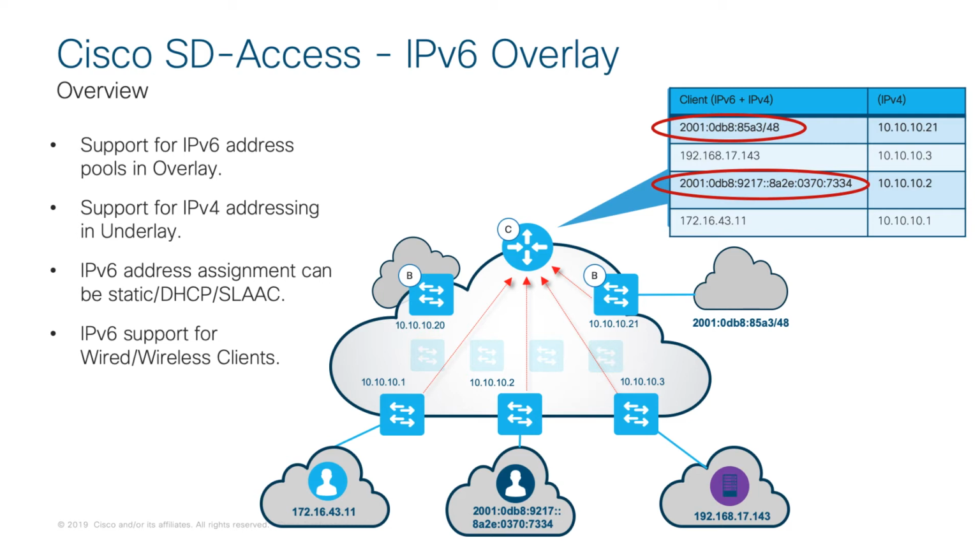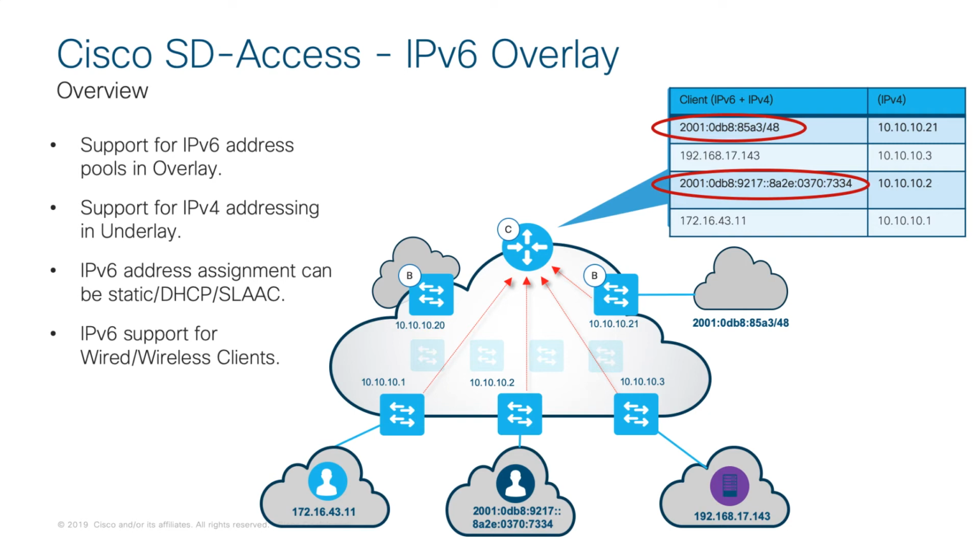SD-Access now supports IPv6-based access for clients attached to the fabric network overlay, which is a critical requirement as more and more hosts support the next generation of the Internet Protocol. IPv6 support is enabled in the fabric overlay, and the underlay remains IPv4. Endpoints can have IPv4 addresses or dual stack, and the address pools can be IPv4 only or dual stack, which can be configured from the DNA Center controller. IPv6 address assignment can be either static, DHCP, or SLAAC.